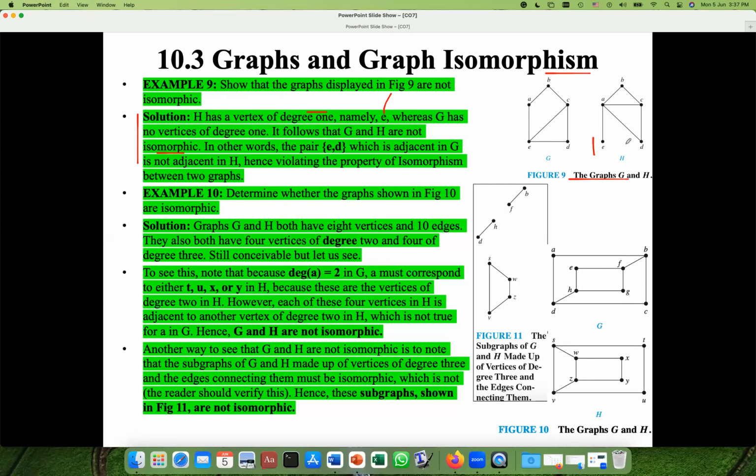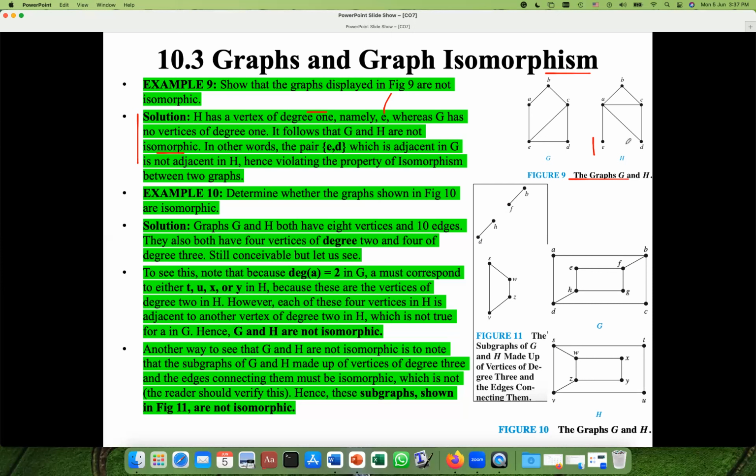Because previously we were finding all these adjacencies, equalities, similarities. This is the second property of that definition: if something is adjacent in G1, it must be adjacent also in G2. So here E and D are adjacent, and here E and D are not. So due to that condition, we can say that it is not isomorphic, because of this pair ED.